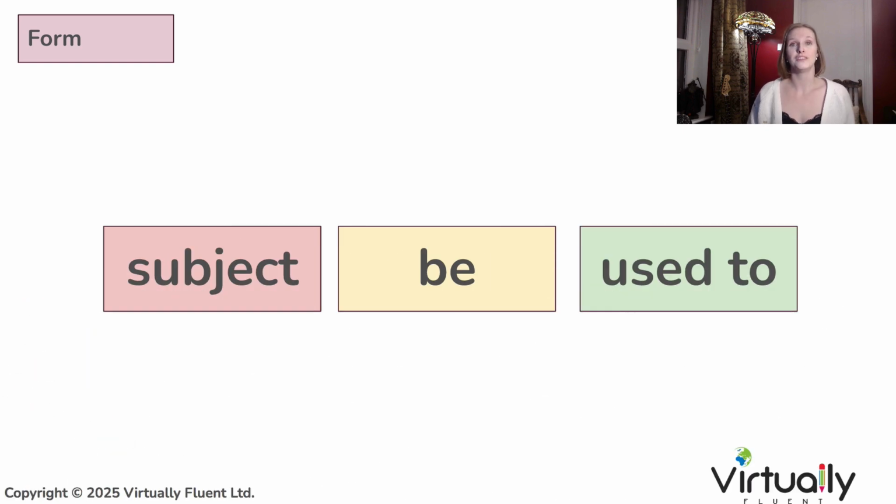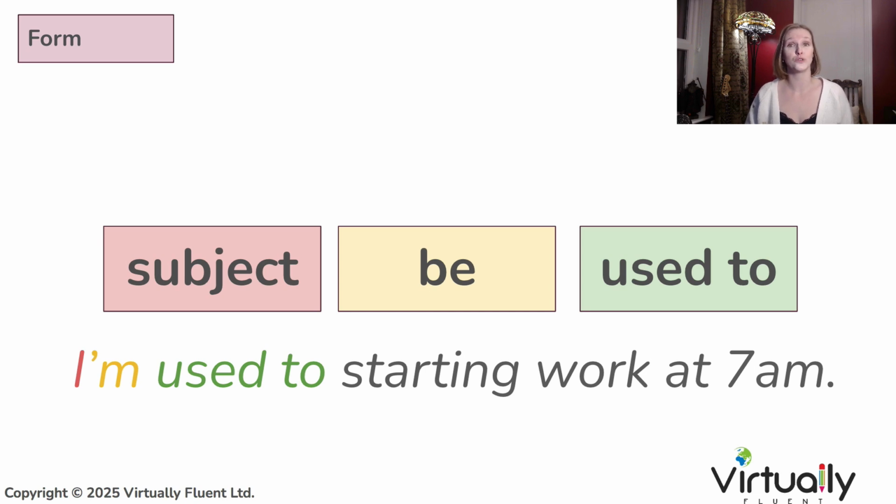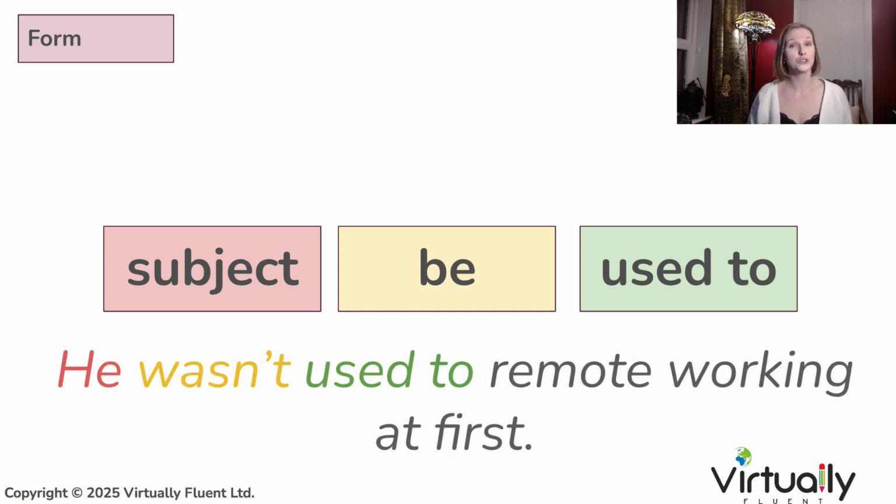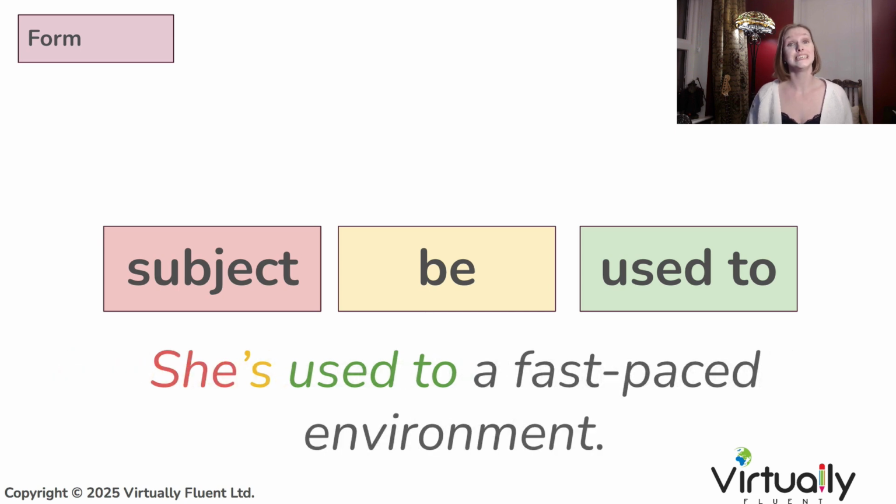The form of this particular structure is the subject, then the verb to be, and then that fixed part, used to. That doesn't change in this expression. You can see this in the examples we've already seen. I am used to starting work at 7 a.m. He wasn't used to remote working at first. She is used to a fast-paced environment.